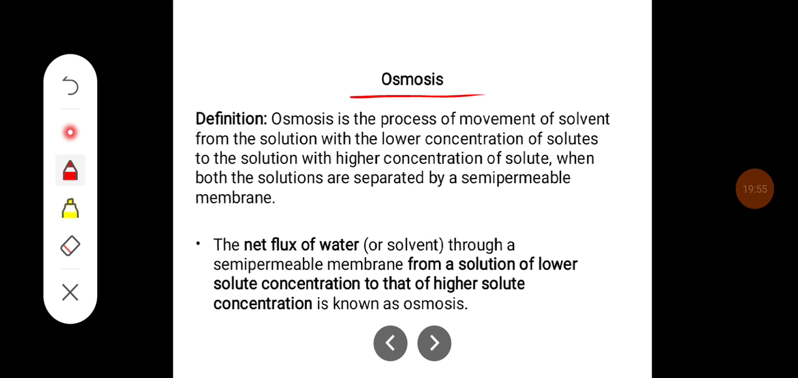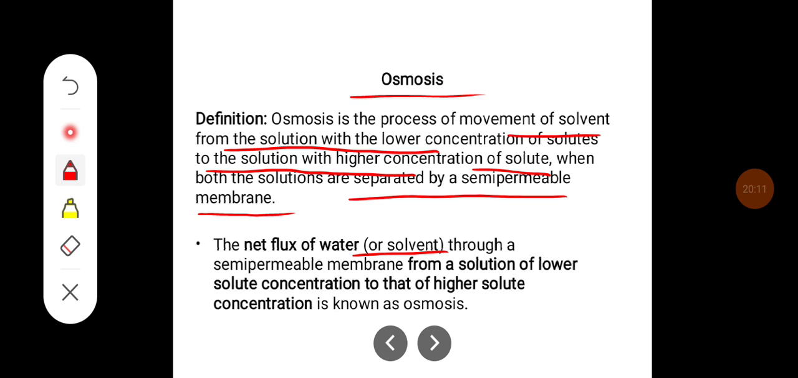Osmosis. Osmosis is the process of movement of solvent from a solution with a lower concentration of solids to a solution with a higher concentration of solids when both solutions are separated by a semi-permeable membrane. The net flux of water, that is the solvent, through a semi-permeable membrane from a solution of lower solid concentration to that of higher solid concentration is known as osmosis.